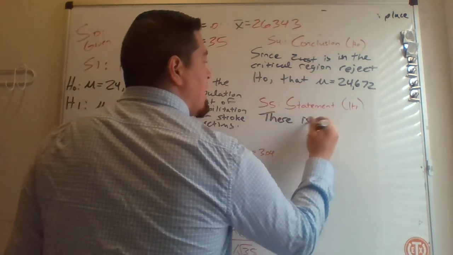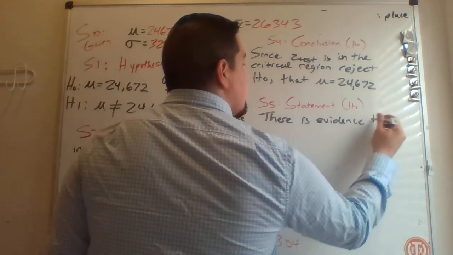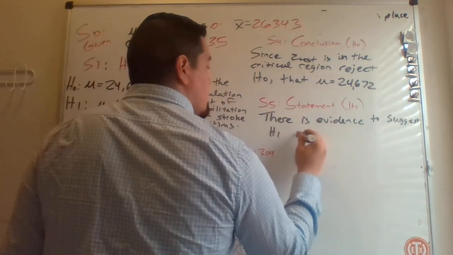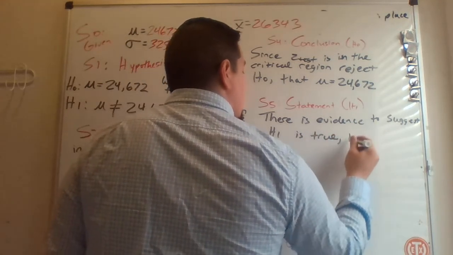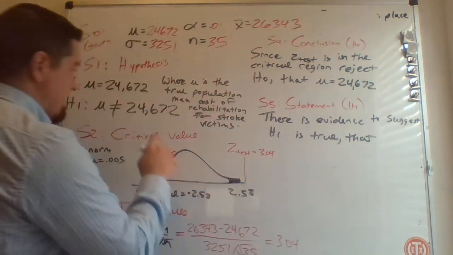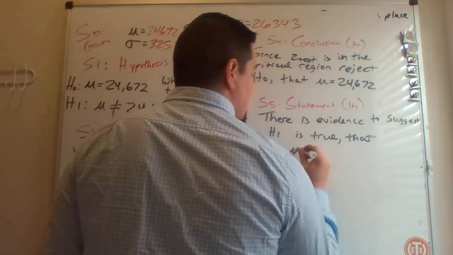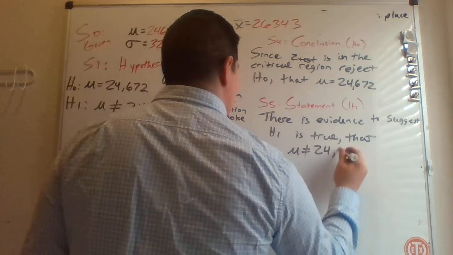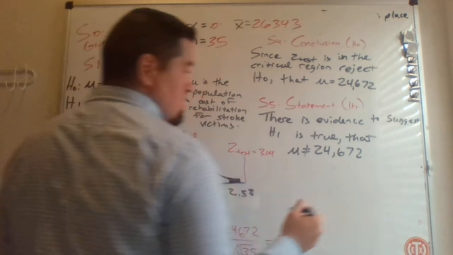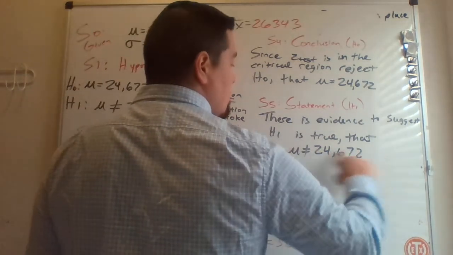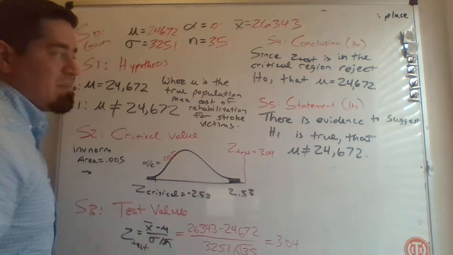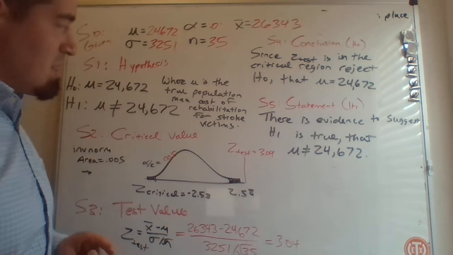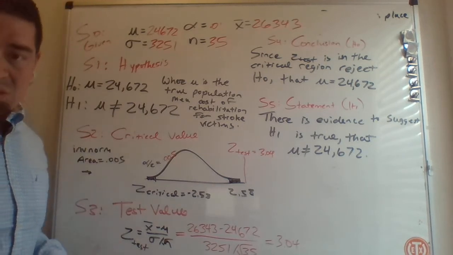There is evidence to suggest H1 is true. And then again, I'd like to put a little excerpt that the mean cost of rehabilitation for a stroke patient is not equal to 24,672. Again, I'm not claiming that it's less than or greater than. I'm just saying that we have evidence to suggest it. Okay, so let's do a little more.